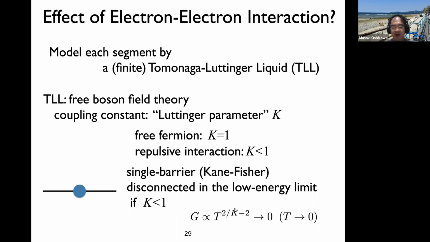But this behavior occurs because this barrier is a relevant perturbation. Then if you go to the zero temperature limit, these two wires are disconnected. Then tunneling between these disconnected wires becomes an irrelevant perturbation. So it's renormalized down to 0 as you go to 0 temperature. And that renormalization group behavior is reflected in this power law behavior of the conductance.